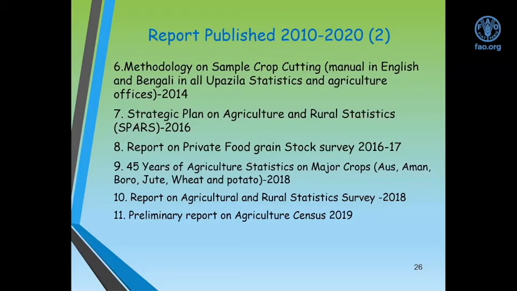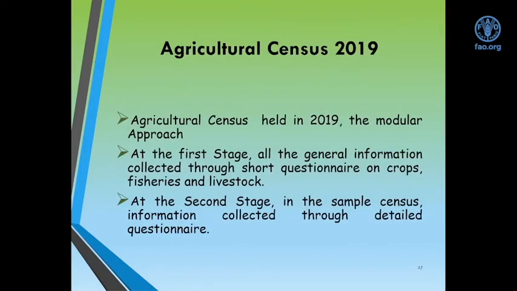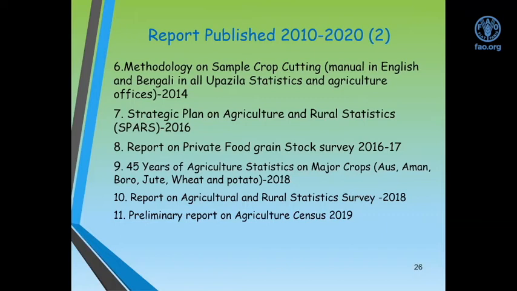And our agriculture wing's future plan: we submitted a project proposal to our government for food security statistics. And we have a plan to develop our livestock and fishery statistics, which is now being worked on with another project, NSDS, to develop our methodology, questionnaire, and other skilled works. And then we go for the preparation of the food balance sheet. In the previous period, 2009 to 2013, we prepared a food balance sheet. Now we go for the 2014 to 2020 food balance sheet, and it is under work.